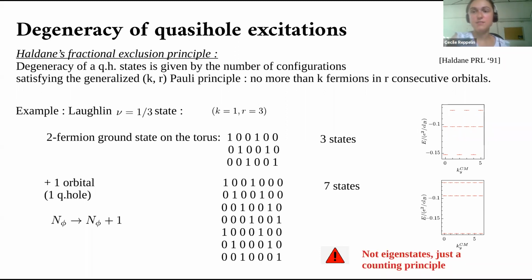But those are not eigenstates. Okay, so those configurations, each of them, they are effectively product states, right? If I'm just looking at one of those configurations, it's a product state. I've just put one particle in the first orbital and then another particle here. And that's not the Laughlin state. The Laughlin state is a sum of many such configurations. And actually, they're not all included in there. So it's much more complex than this. But okay, it's a counting principle and it works.